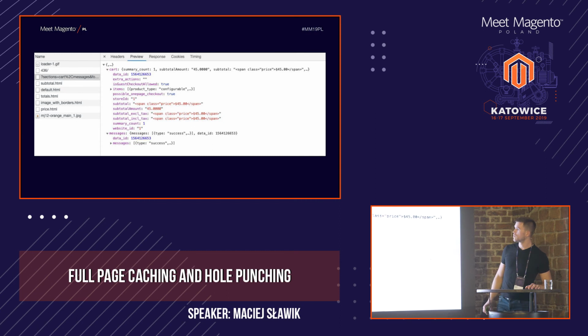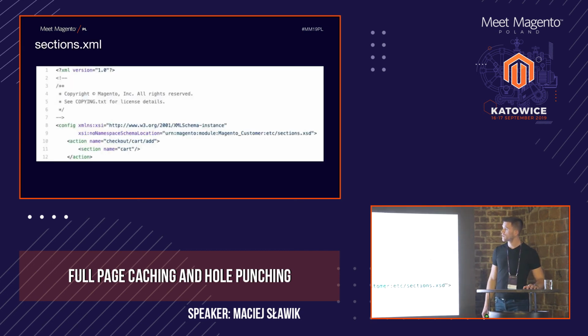This is the response for the sections update request. The response has two objects where the names of the objects correspond to the names of the sections, and the data in both of those objects was generated in the SectionSourceInterface implementations. For the cart section, the request was made because the checkout cart add action was added for section cart in sections.xml.